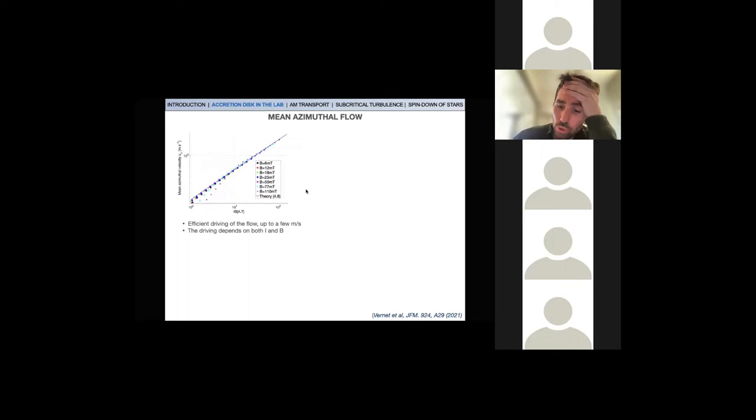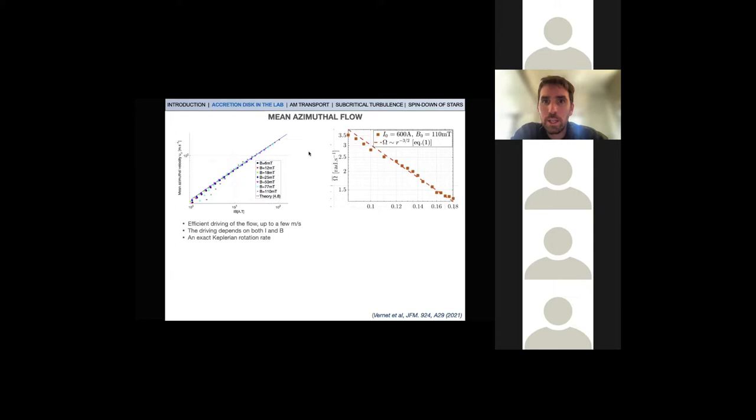The second important point, probably one of the most important points of this experiment, is that at large forcing, we get an exact Keplerian rotation rate, similarly to what happens in accretion disks. Okay, so it's a big difference with Taylor-Couette flows. You can see here the square of the measurements. This is the angular rotation as a function of the radius, and it is very well fit by some Keplerian rotation rates. Okay.